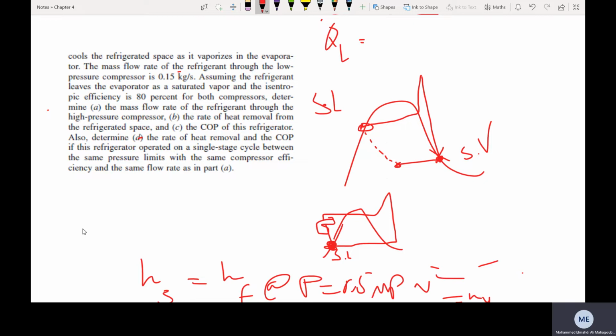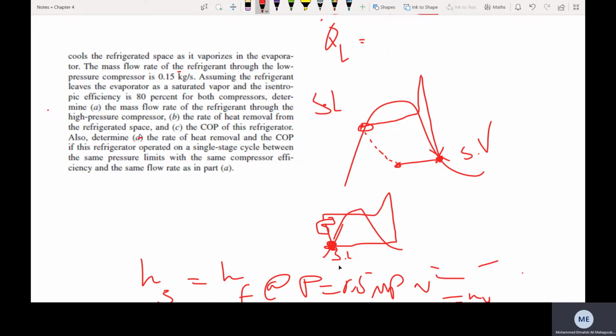And what will the differences be if we are working between the same pressure limits and the same temperature limits? What is the difference in the COP, or what's the difference in the heat removal, the QL, if we have only a one stage cycle? This is question 59. Okay, and yeah, so that's it.